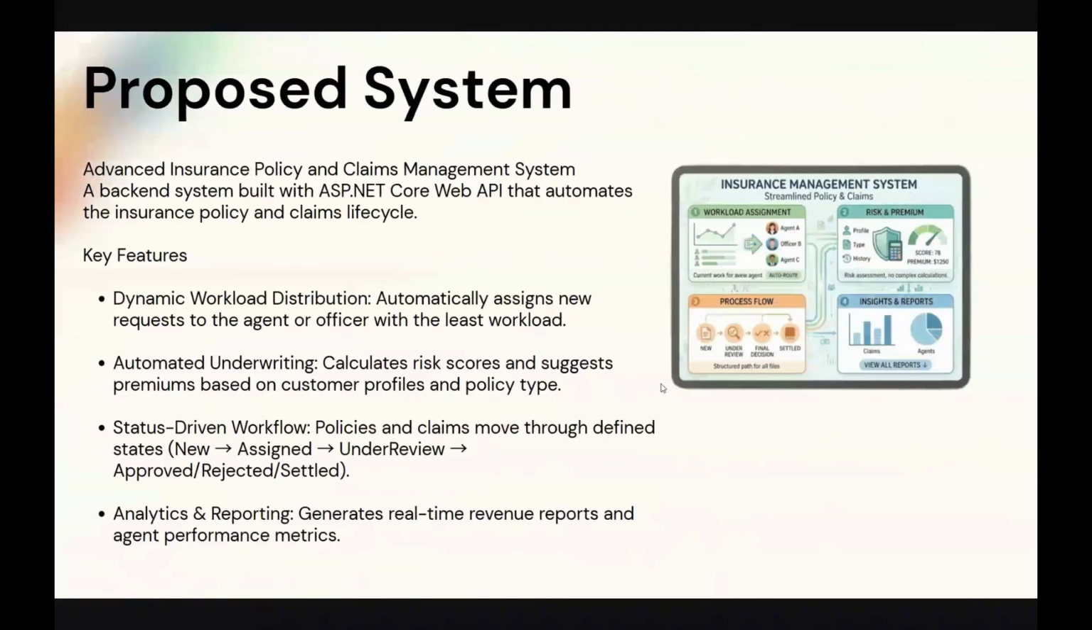The proposed system consists of modules like dynamic workload distribution, automatically assigning new requests to the agent or officer with the least workload, and automated underwriting, where the risk factor is calculated based on details of the user and other risk factors like occupation, age, and habits. We also have a status-driven workflow, where policies and claims move through defined states, which helps the user understand the system better. We also have separate analytics and reporting dashboards to understand how the system is performing.